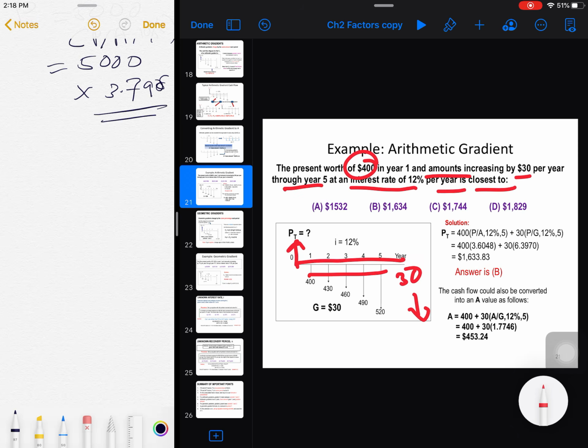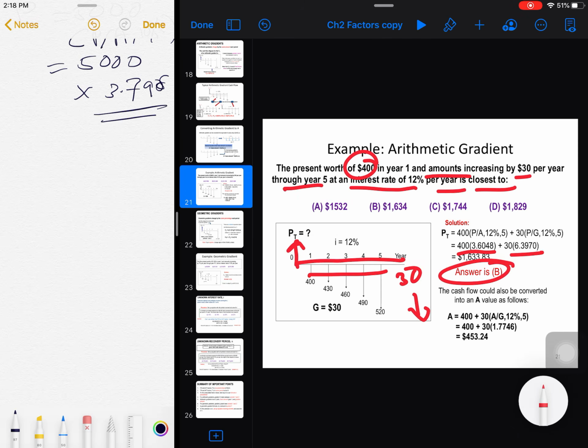So we have 400 times P over A, 12% interest for 5 years, plus 30 times P over G, 12% and 5. And you put everything in the equation and you get the answer.